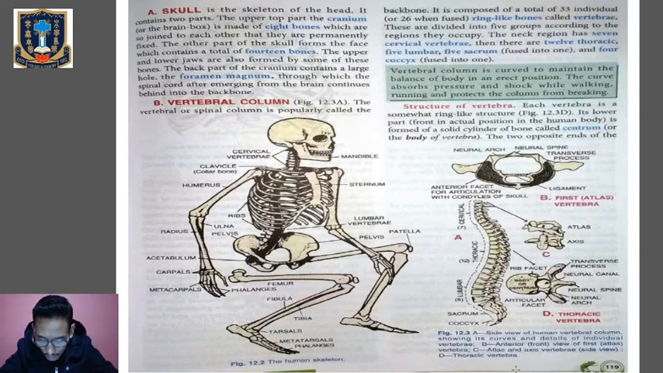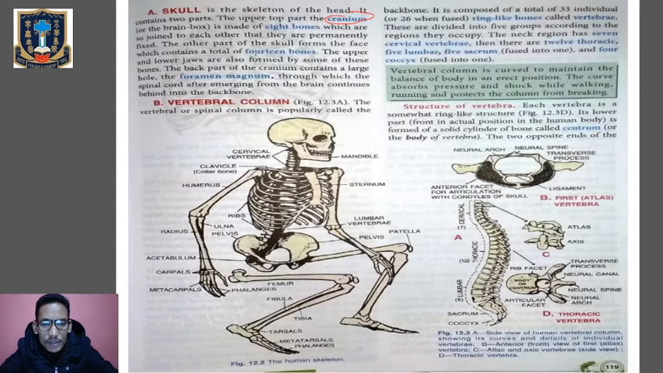So first one is the skull. Skull means the skeleton of the head, and it contains 2 parts. The upper part is called the cranium. The cranium is also called the brain box, and is made up of 8 bones. These particular bones are permanently fixed, they are not able to move. Alright, and the other part of the skull is the face.